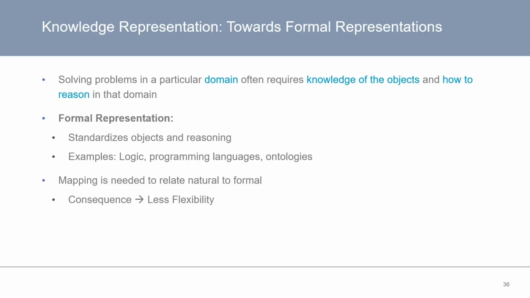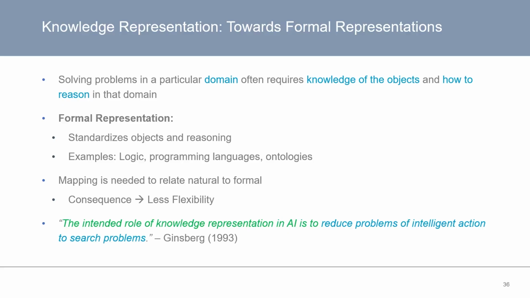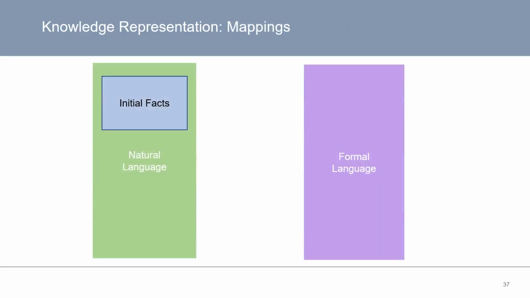However, to get there, we need to be able to map information from a natural to formal format. Of note, a natural downside of this is that we often lose flexibility in this mapping. In 1993, Ginsburg stated, "The intended role of knowledge representation in AI is to reduce problems of intelligent action to search problems." Let's take a look at this process of mapping between natural language and formal language.